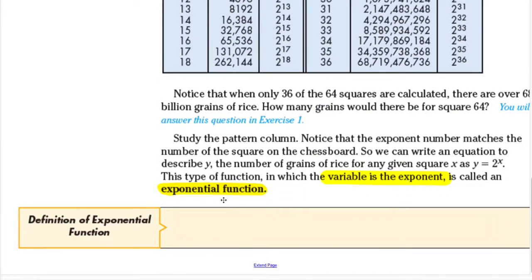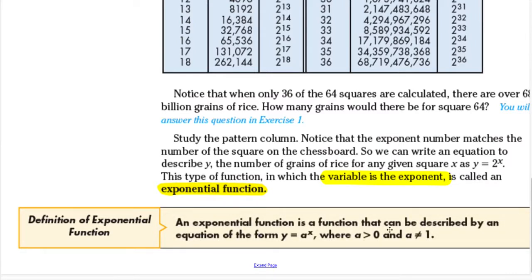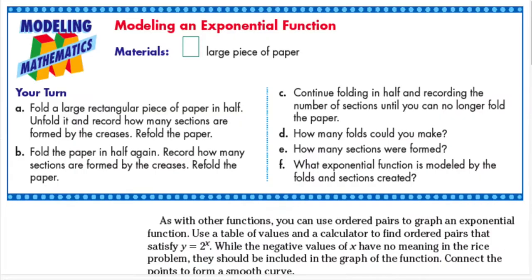So let's define an exponential function. An exponential function is a function that can be described by an equation of the form y equals a to the x, where a is greater than 0 and a is not equal to 1. If a is equal to 1, it doesn't matter what power you raise it to, it's still going to be equal to 1. After defining our exponential function, we can move on to another concept in this section.